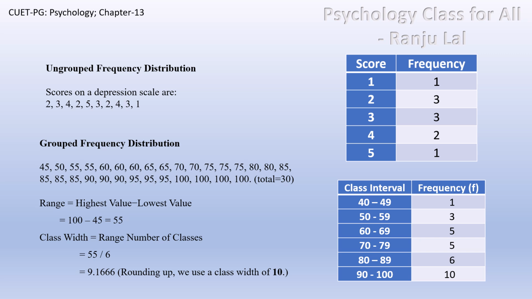Now we'll create class intervals ensuring they cover all the data points, and that is reflected in the table. Like 40 to 49 has one frequency, and 90 to 100 has 10 frequency. When there are many different scores, it is easier to group them. We lose some details but gain clarity.